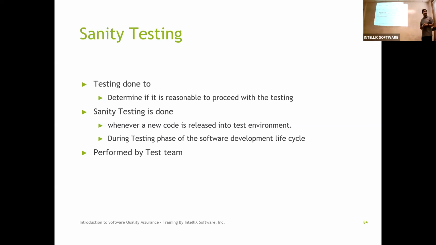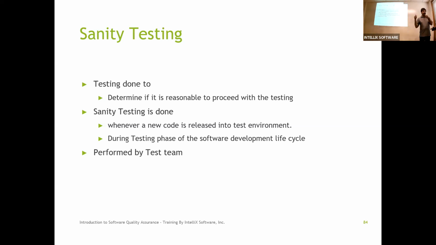So what's the difference between regression and sanity testing? Regression testing is when a functionality was already working. The system is already working, and I'm retesting it to make sure it still works. Sanity testing is, I got a new piece of code. Is it good enough that I can start my testing?